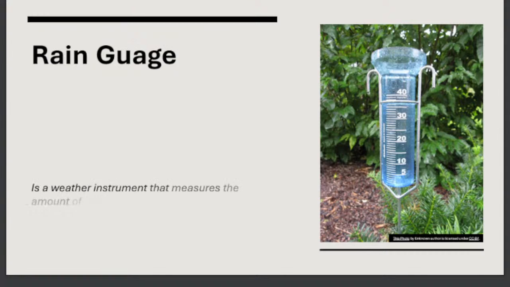Now, next, the rain gauge. The rain gauge is a weather instrument we use that measures the amount of rain fallen. You can see the rain gauge in this image. It shows us the amount of rain as it goes up from 5 all the way to 40. And it continues to increase.